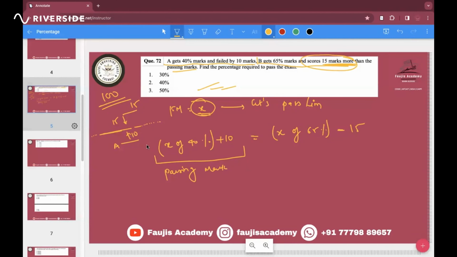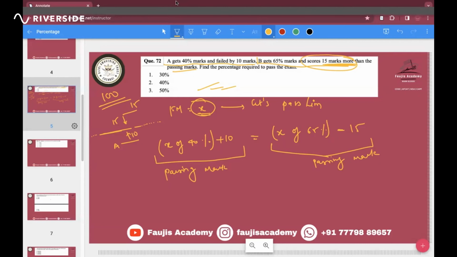And now, are A and B both at the same level? Are these two at the same level? Tell me yes or no. Yes, sir. Any doubt? Anybody? Those who are not speaking, please come on.